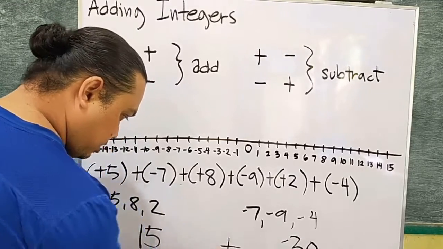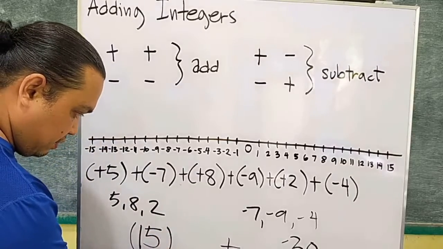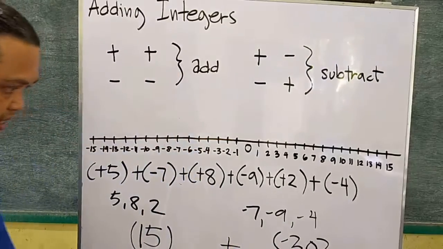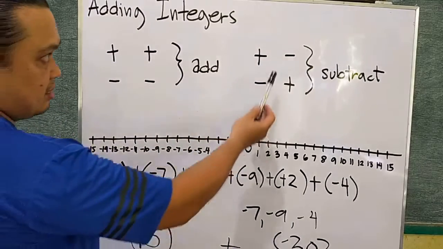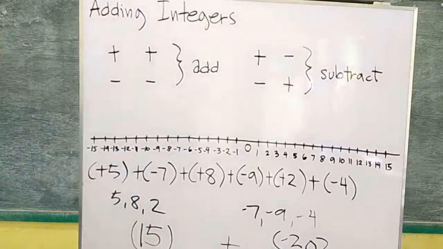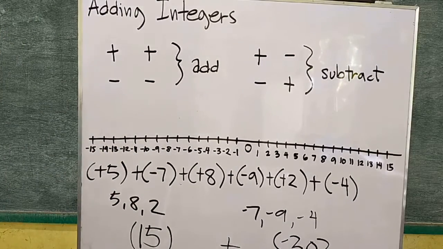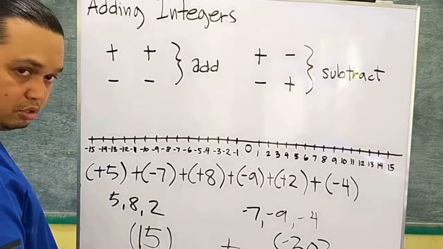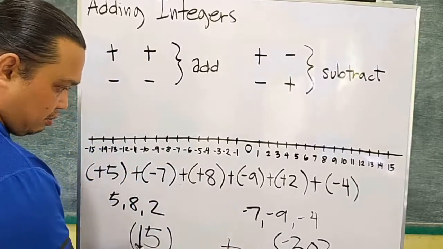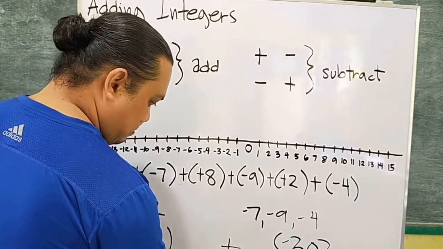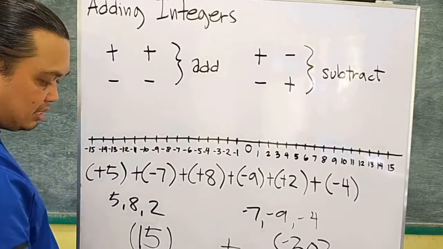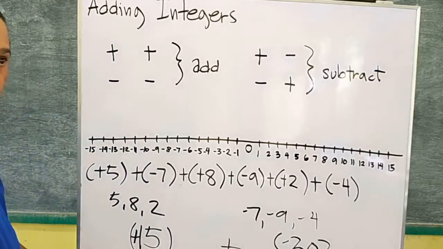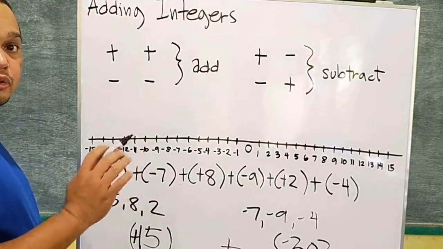So we are now adding positive 15 plus negative 20. So we are adding now unlike integers. So we subtract. Okay, we subtract the smaller number from the bigger number. So we say we subtract 20 minus 15, that's 5. And copy the symbol, okay, copy the symbol with the number that has the greater value.